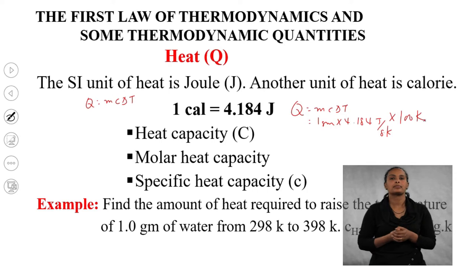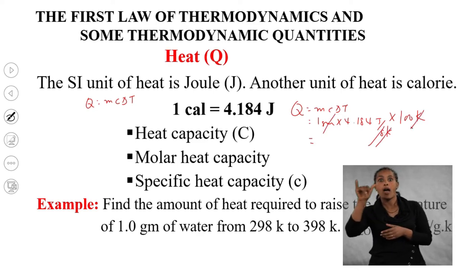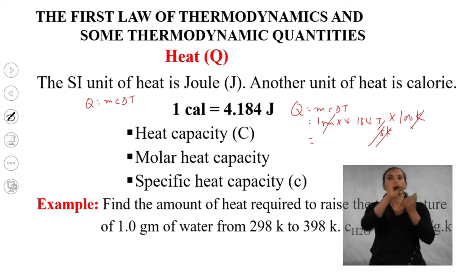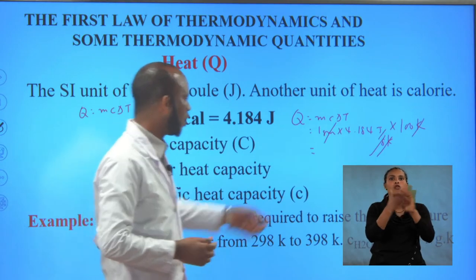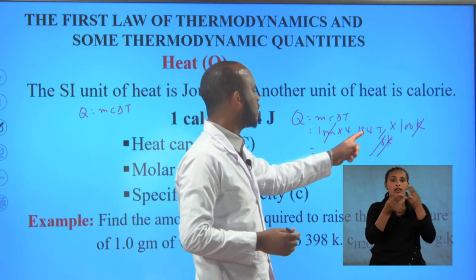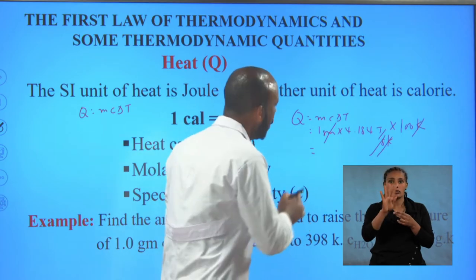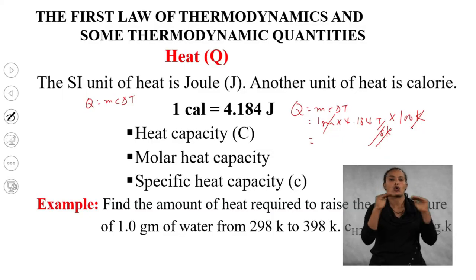which is 100 Kelvin. Now in Q, gram will be cancelled by gram, Kelvin by Kelvin, and we are left with joule, which is the unit of heat. Therefore, 1 times 4.184 times 100 equals 418.4 joule.